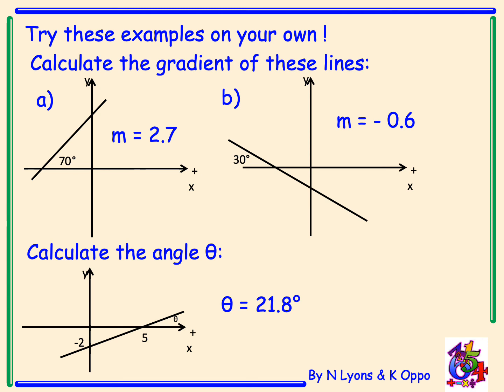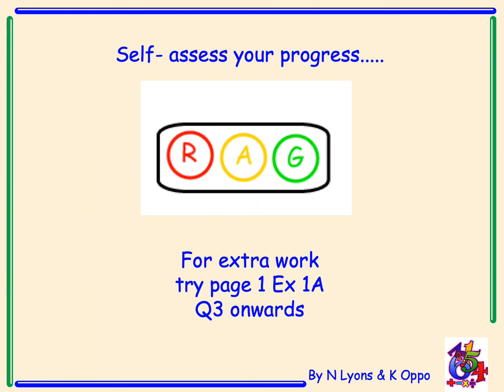So how did you get on? If you don't have the answers that I've got on the board, take a moment to pause the video and go back through, see if you can find where your mistakes are. As always with higher maths, we'd like you to self-assess your progress. So write down your status, R, A, G: R for red, A for amber, G for green. How did you get on? Tick either R, A or G. If you need extra help, please see your teacher as soon as possible. If you've got time for some extra work on this topic, why don't you try page 1, exercise 1A from question 3 onwards.